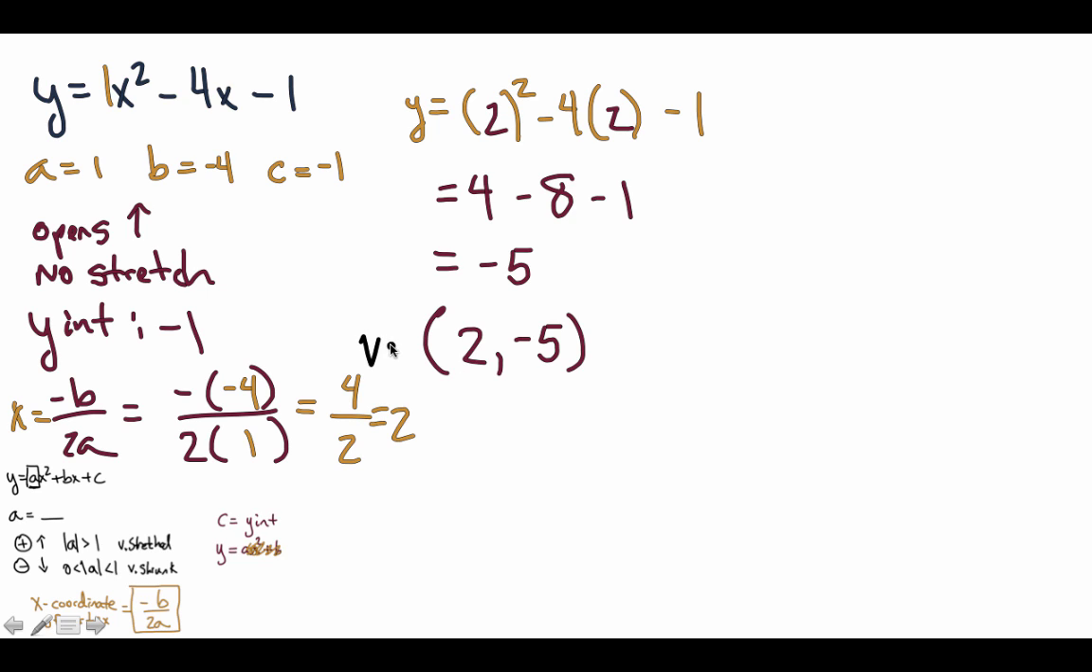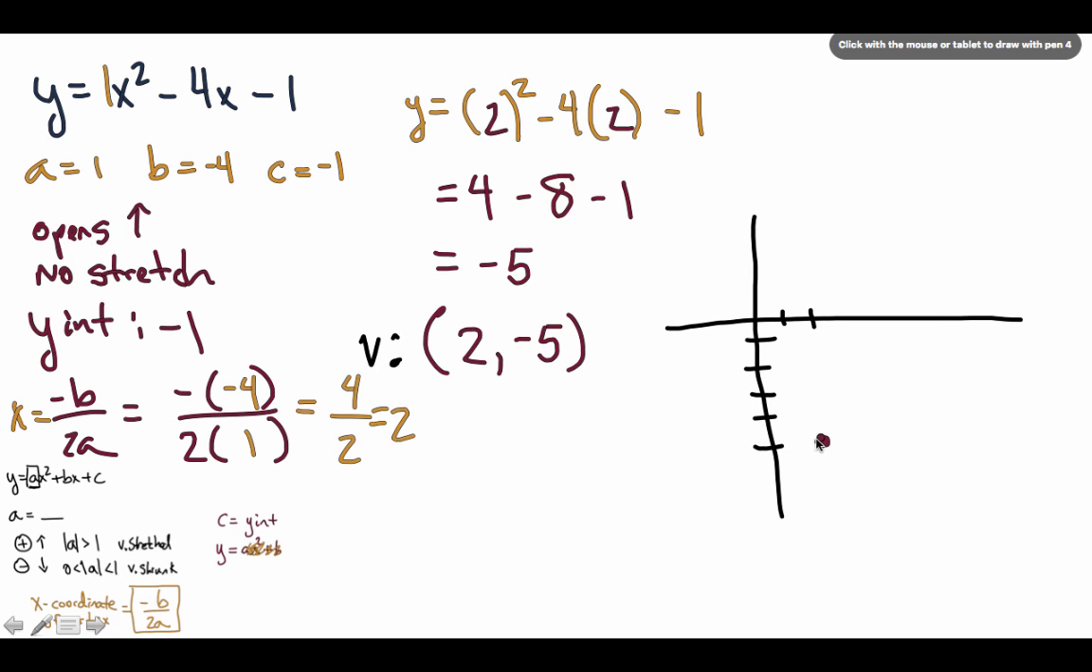I put all this information together. I graph the vertex first, (2, -5). So I go over to x equals 2, I go down to y equals -5, and I graph a dot right there. The next thing I'm going to do is graph the y-intercept, which is -1, which is right here. Now, to finish graphing this parabola, I know it opens up, I know it hits this point, and I know this is the vertex. I know that the axis of symmetry is a vertical line that contains the vertex.